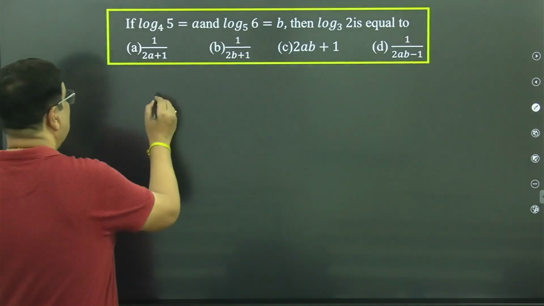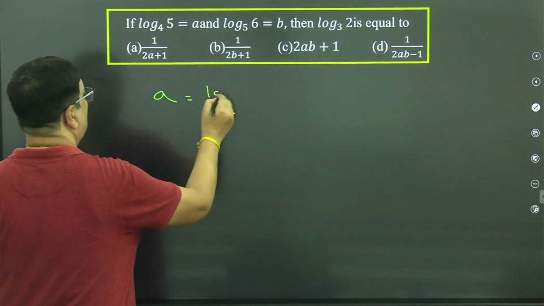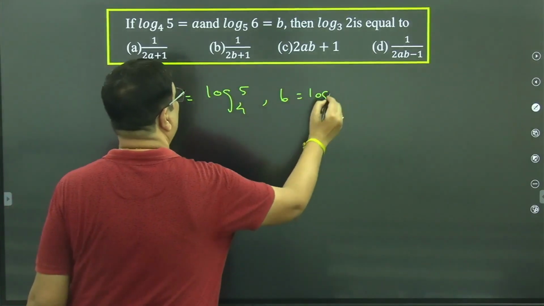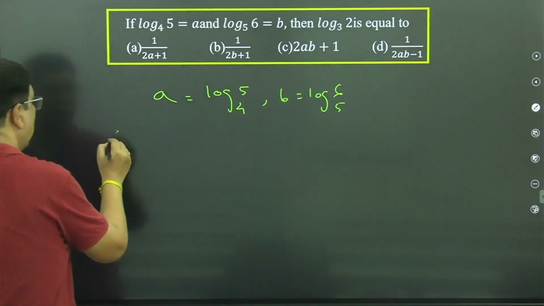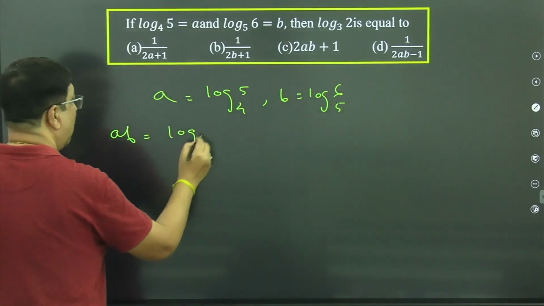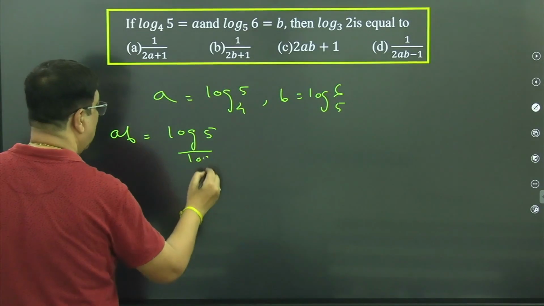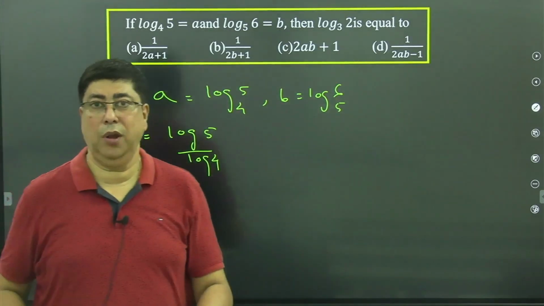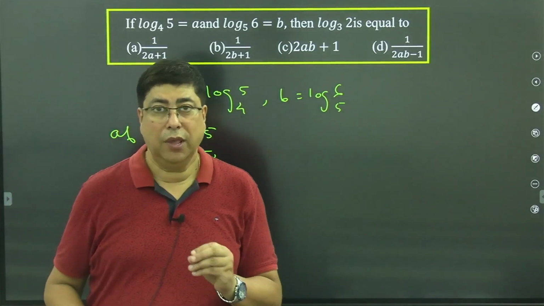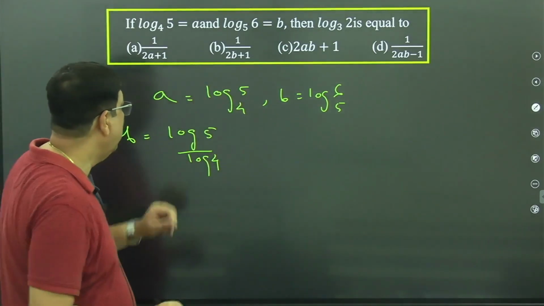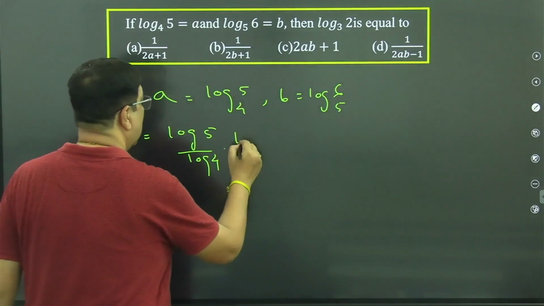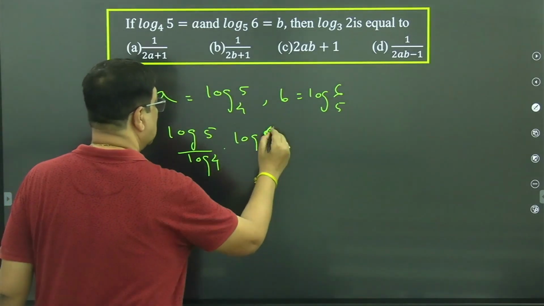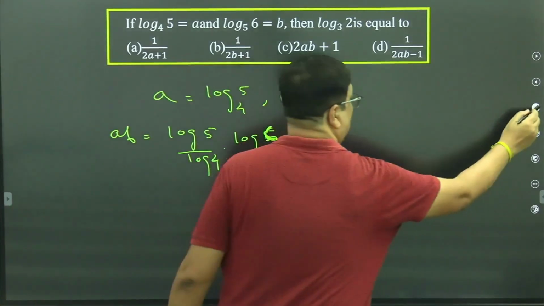Here a equals log 5 base 4 and b equals log 6 base 5. So let's multiply a into b, which equals log 5 base 4 times log 6 base 5, that is log 5 by log 4, using the property of log a base b. This is the most important property, it has a lot of applications, everyone. So log 5 by log 4 into b, which is log 6 by log 5.